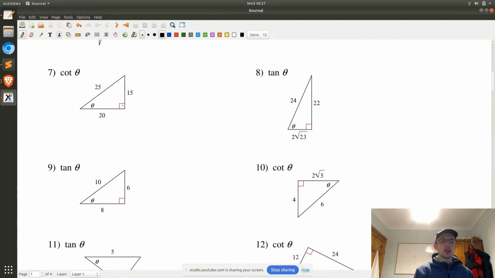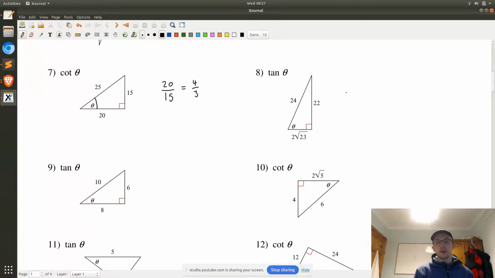Okay, cotangent of theta. Cotangent of theta is adjacent over opposite. So, what's the adjacent to theta? 20. What's the opposite to theta? 15. 20 over 15 simplified? 4 over 3. Simple.